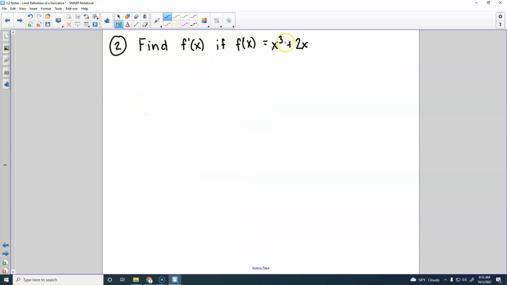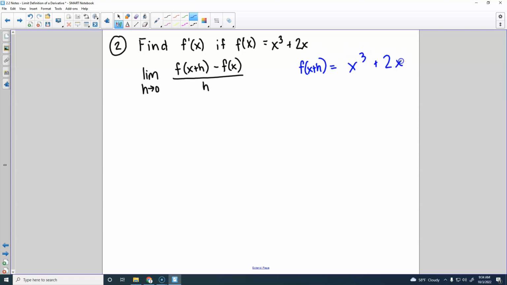Alright, so I've got x cubed plus 2x. Let's remember our limit definition of a derivative. It's going to be the limit as h approaches 0 of f of x plus h minus f of x all over h. And so I've got to do f of x plus h. My function is x to the third plus 2x. I've got to erase my x and put x plus h in both spots, right?